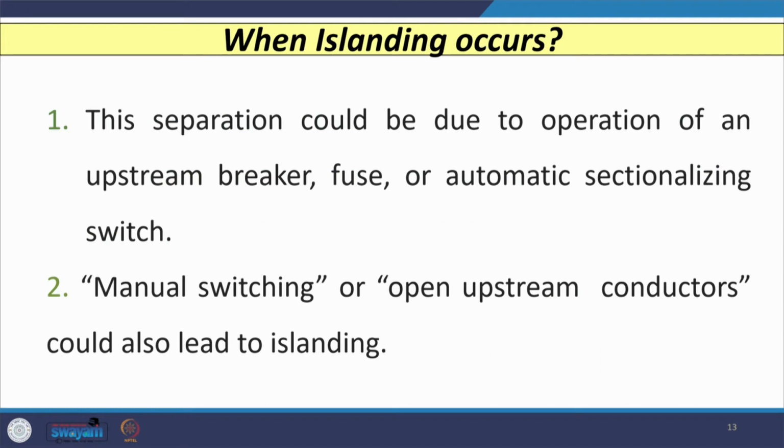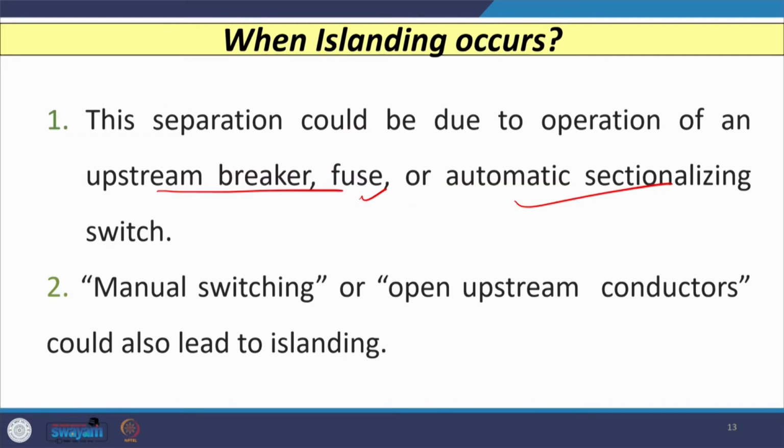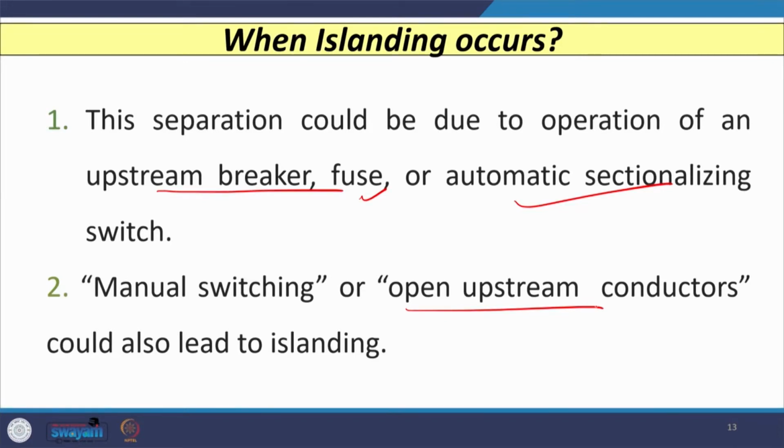Now, let us see when islanding occurs. Whenever there is a separation or operation because of the upstream breaker, fuse, or automatic sectionalizing switch. So, as I told you, because of the opening of this breaker, or maybe because of the opening of a fuse, or maybe because of some sectionalizing switch, islanding may occur. Manual switching or open upstream conductors can also lead to an islanding situation.